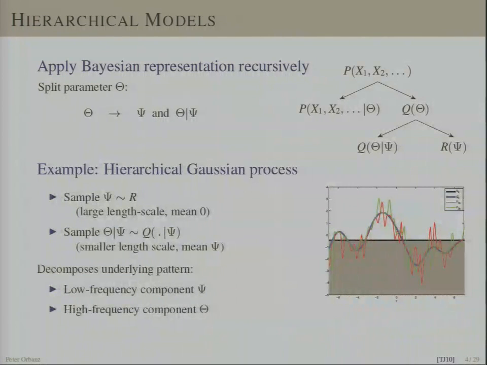Now the idea in hierarchical modeling is that you recurse and apply the same decomposition to the parameter. Now we assume that we have some first layer of parameters here, which I call psi. They have some distribution. We sample from that, plug it into another distribution, and given psi, we sample theta. And then we use theta as our parameter in the same kind of model.